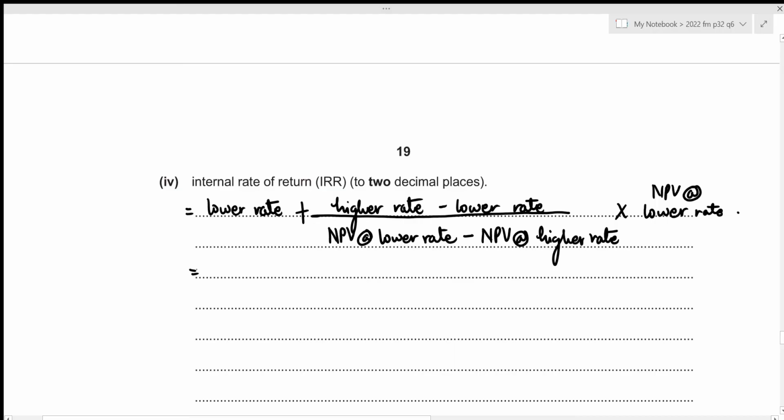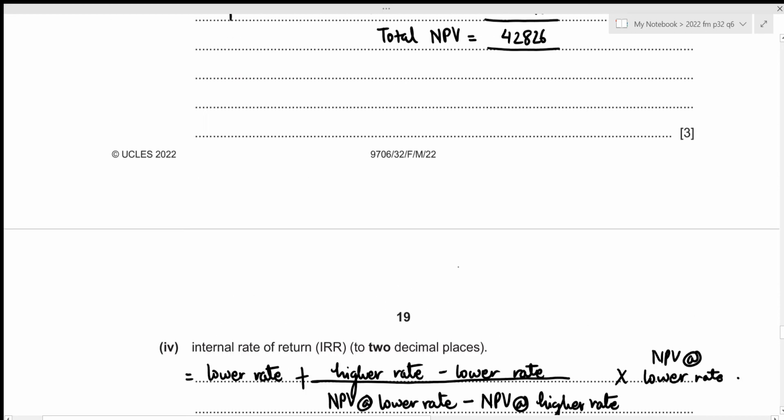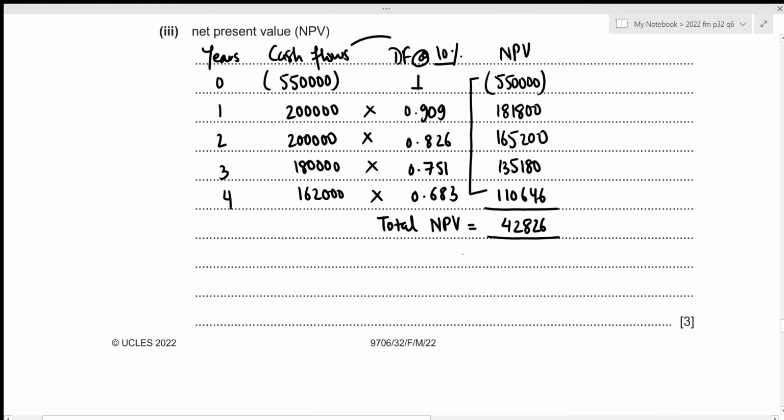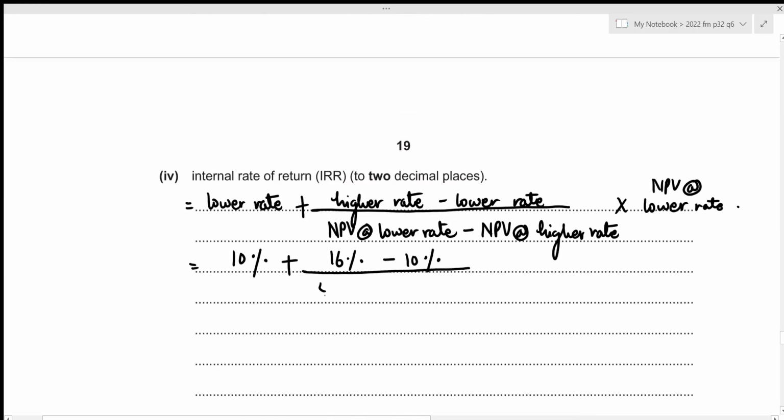Okay, so we already know that the two rates given were 10% and 16%, which means that the lower rate is going to be 10%. Then our higher rate is 16% minus the lower rate is 10%. We then divide it by the net present value of lower rate, which is just the net present value at 10%, which we figured out in the third part. That is 42,826. Let's write it down. So that's 42,826 minus, we are yet to figure out the net present value at higher rate. So I'm just going to leave that space as a blank. Then we multiply it with the net present value at lower rate, which is again 42,826.